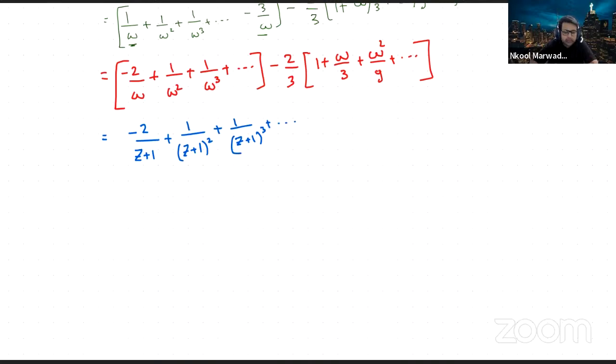This is one series we will get, and one more series: z plus 1 by 3 plus z plus 1 whole square by 9 plus dot dot. This is the final answer.